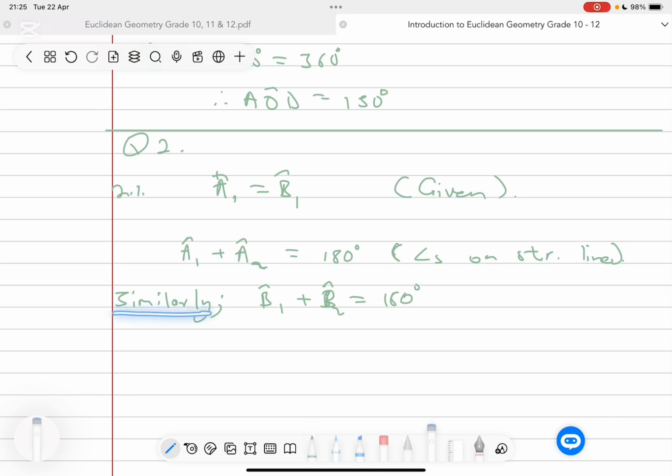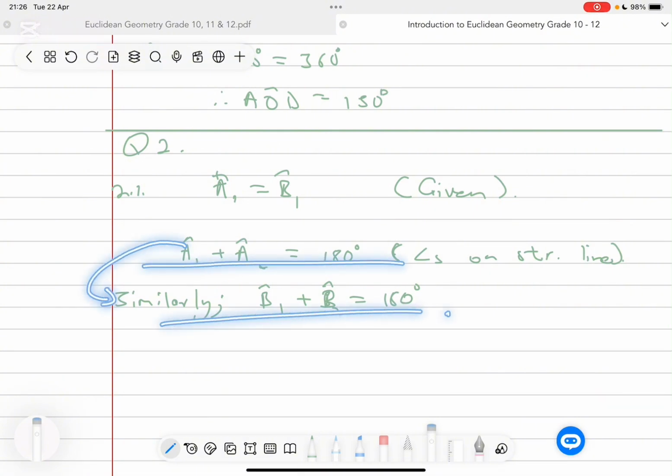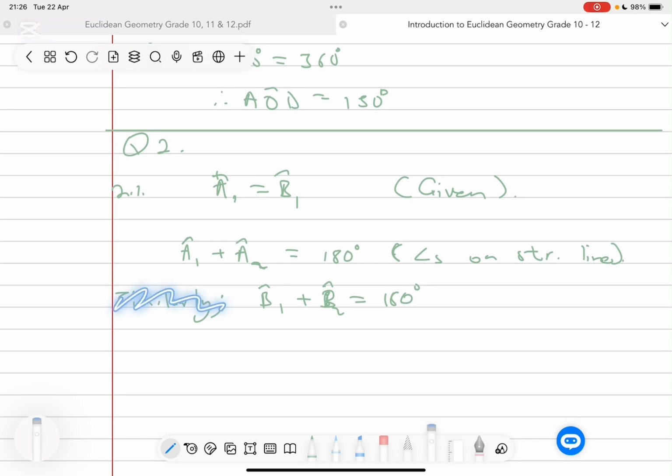Now, if I use the word similarly, I don't have to write the reason, because I'm simply saying I'm doing the same thing that I did at the top here. Or if you like, you can remove the word similarly and write angle B1 plus angle B2 is equal to 180 degrees and give a reason to say angles on a straight line are supplementary. It's the same thing. It's just that sometimes it is useful to write the word similarly and repeat the same thing that we did above.